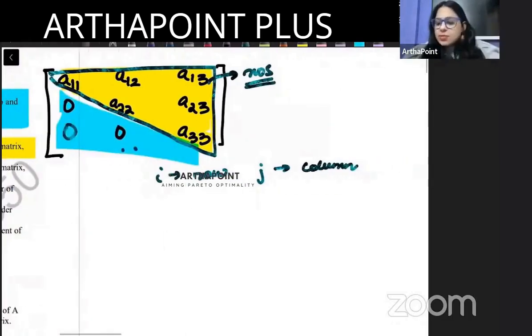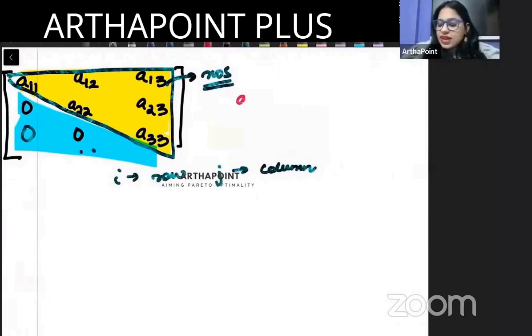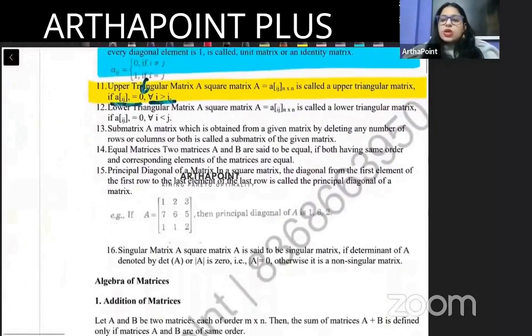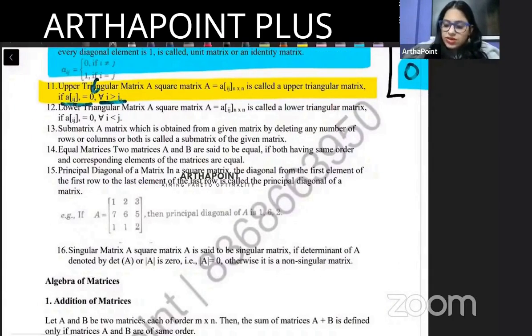And how did we represent this? We said that aij is coming out as 0, and when is aij becoming 0? When your i is greater than j. We have represented this now: whenever I see an i greater than j, those elements become 0. That is called an upper triangular matrix. Children, look at the next one.